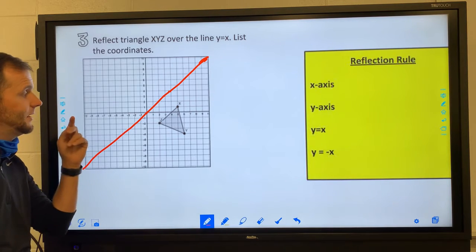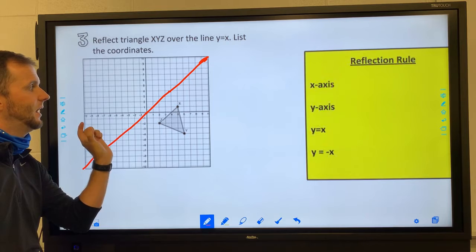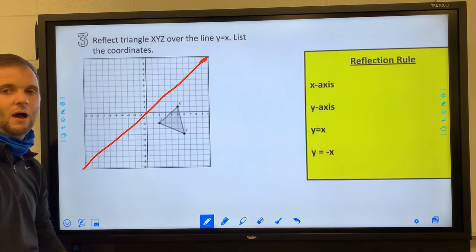And so right now what I'm going to do is I'm going to count over and down basically from the line, and it's going to help me to reflect that over the y equals x.